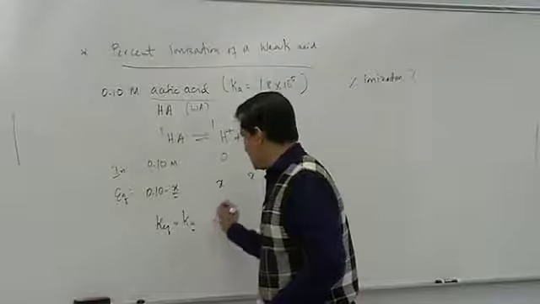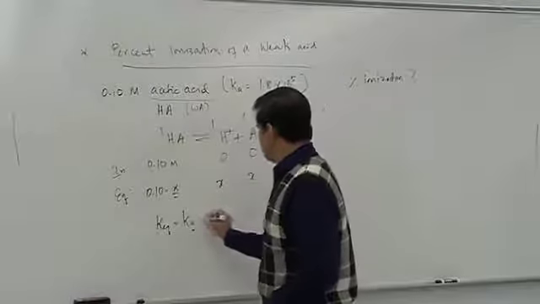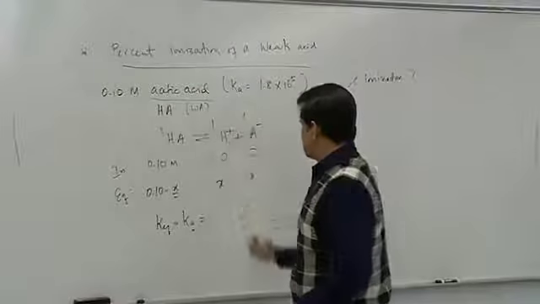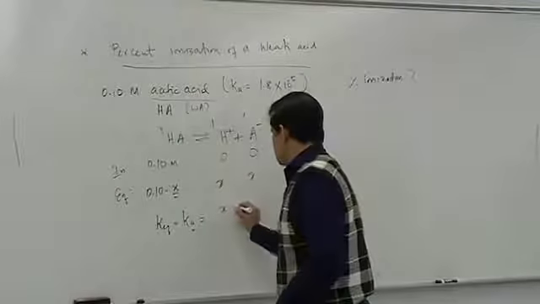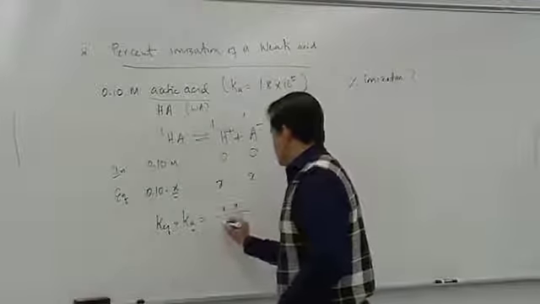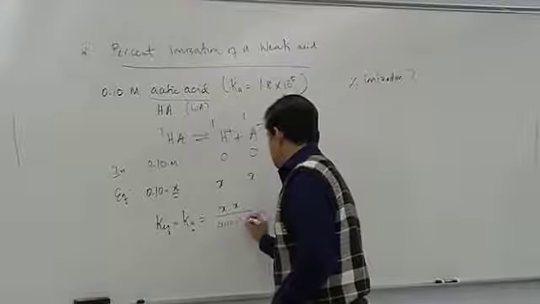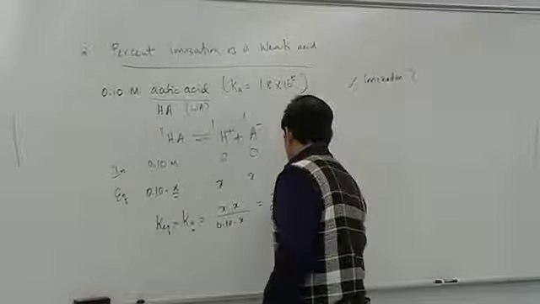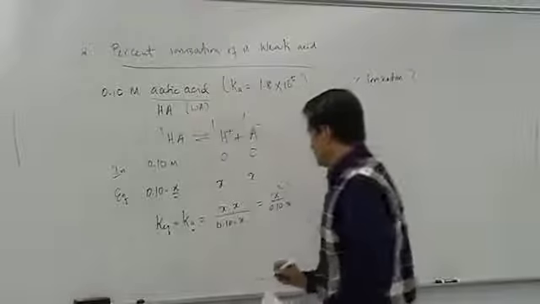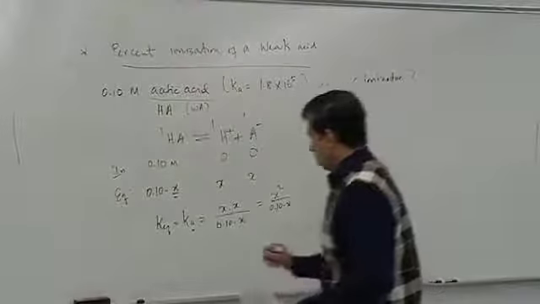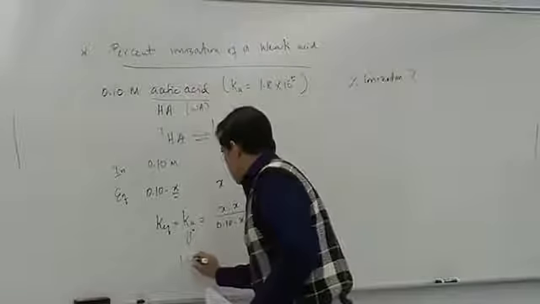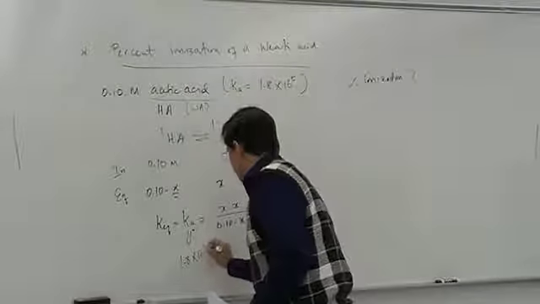So I have Ka, and that's equal to X times X, these two numbers on the top, divided by 0.10 minus X. So basically I can write it as X squared divided by 0.10 minus X. And I'm going to write down the Ka value, which is given, 1.8 times 10 to the negative 5.